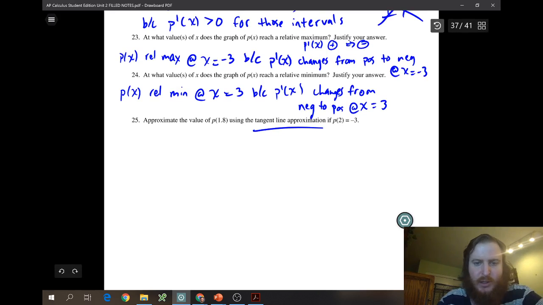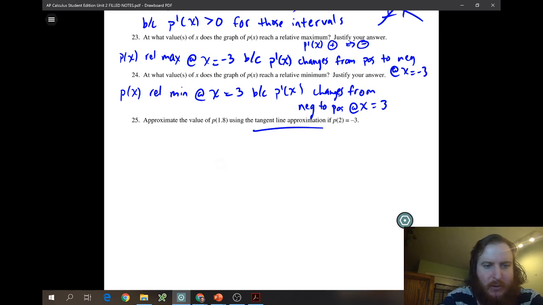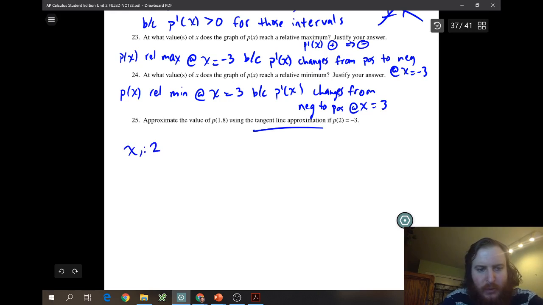Okay? Approximate the value of p of 1.8 using a tangent line approximation. So as soon as we see tangent line approximation, we know first we need to write the equation. So x1 is 2. y1 we're going to use as negative 3, because that's the original, that's p. And m, we need to get the slope. We need to know what p prime of 2 is.